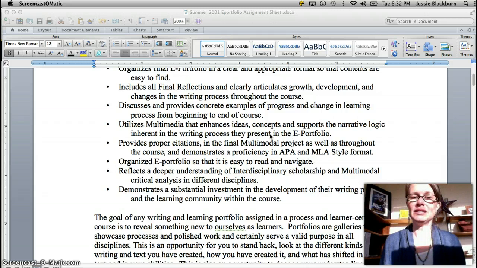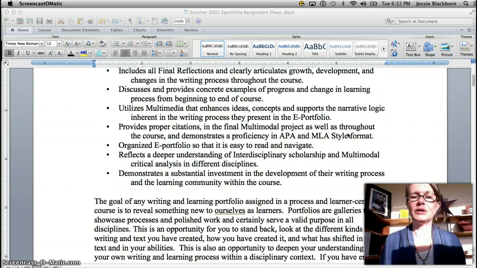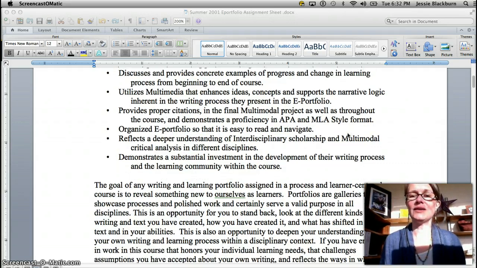It utilizes multimedia that enhances ideas, concepts, and supports the narrative logic inherent in the writing process. It provides proper citations in the final multimodal project as well as throughout the course and demonstrates a proficiency in APA and MLA style format. It organizes so that it is easy to read and navigate. It reflects a deeper understanding of interdisciplinary scholarship and multimodal critical analysis in different disciplines. And it demonstrates a substantial investment in the development of the writing process and the learning community within the course.